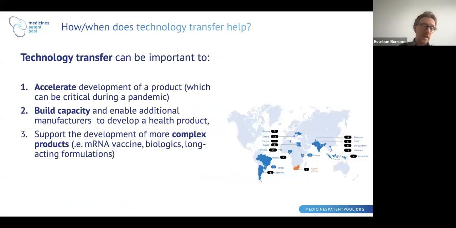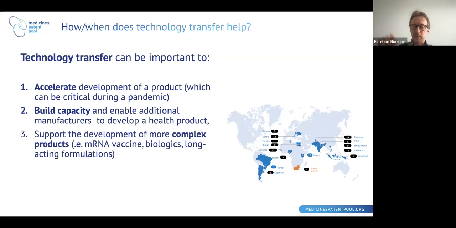When do we need technology transfer? So the licensing, of course, is simply a contract that enables a generic manufacturer to come in when there's a patent. Sometimes you need technological support to facilitate the development of that product. That may be particularly needed when you need that product really fast, so the tech transfer can accelerate the development, or when you try to build capacity of additional manufacturers that you're trying to bring to market. And that's in the case of, for example, the mRNA vaccine program.